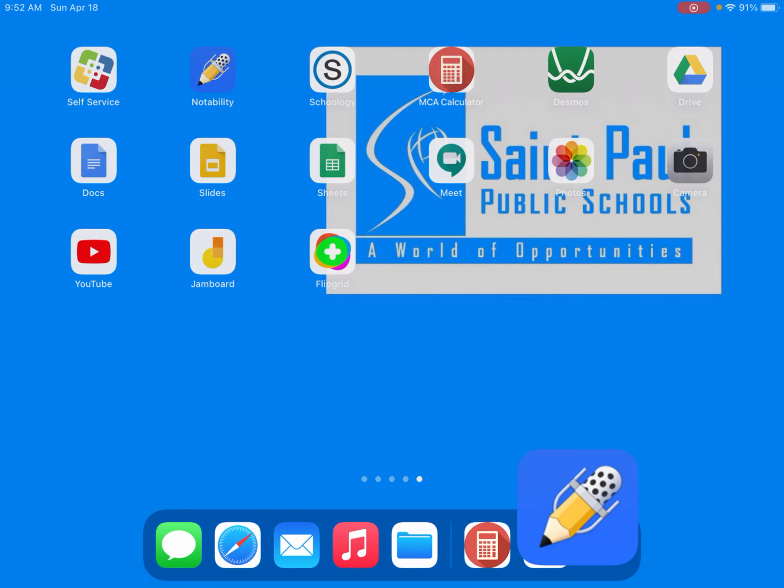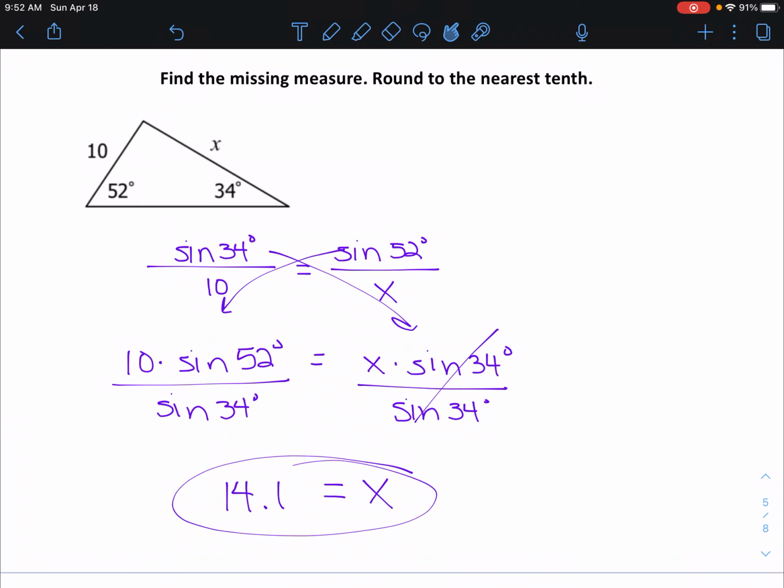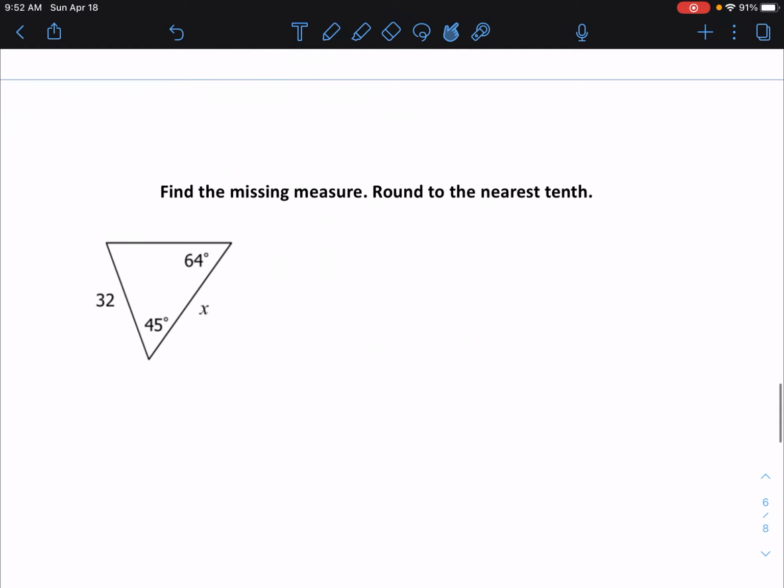Okay, so the side that I'm missing has a length of 14.1 units, and that's using the law of sines. And now I would not have been able to find that using any of our regular trig functions, because this is not a right triangle, so that wouldn't have worked. So that's how we use the law of sines.